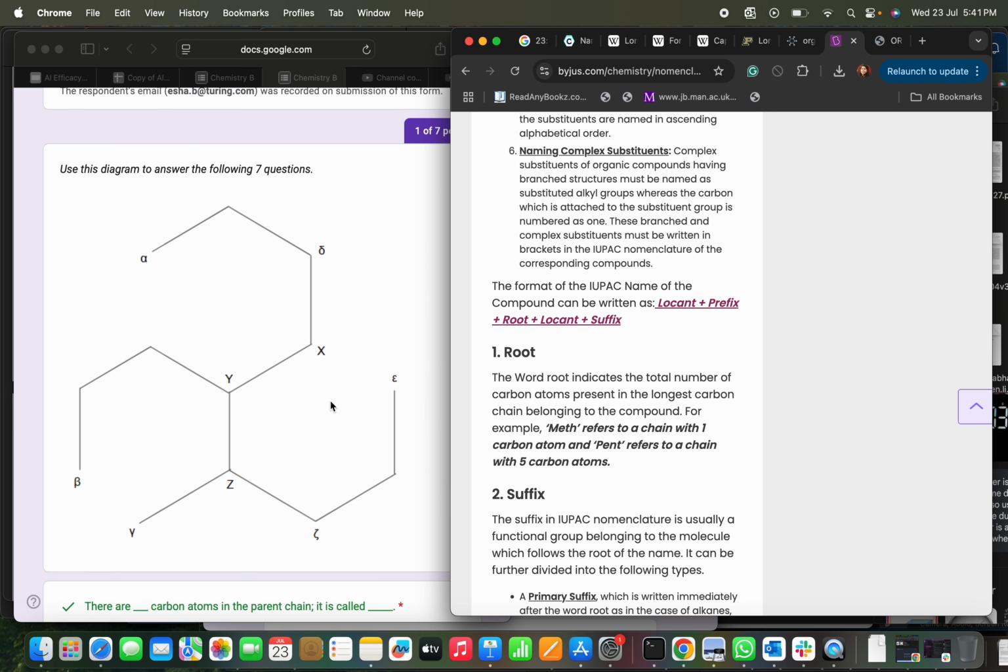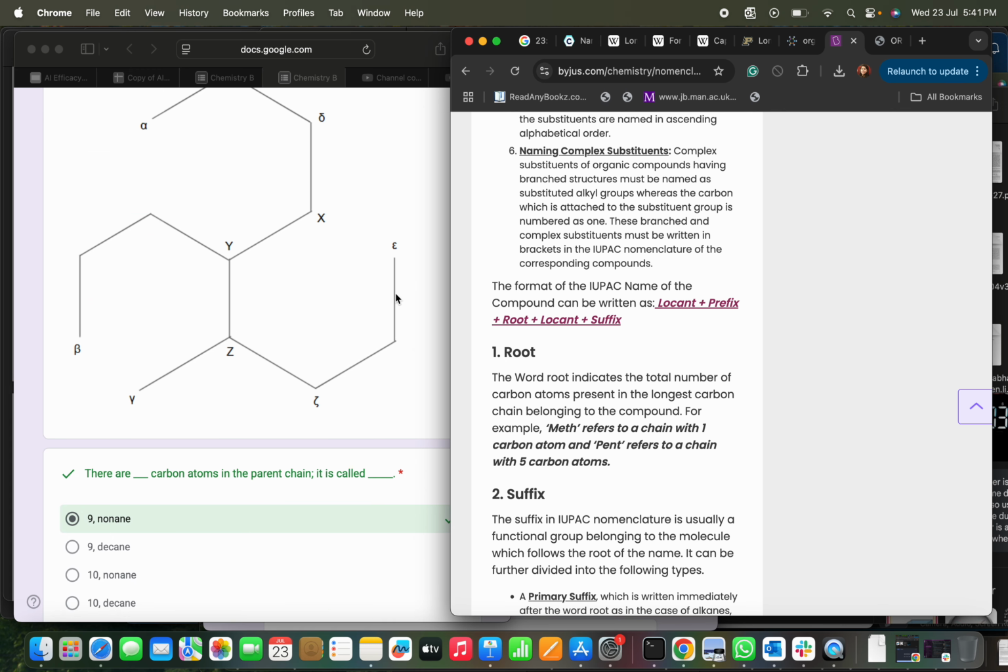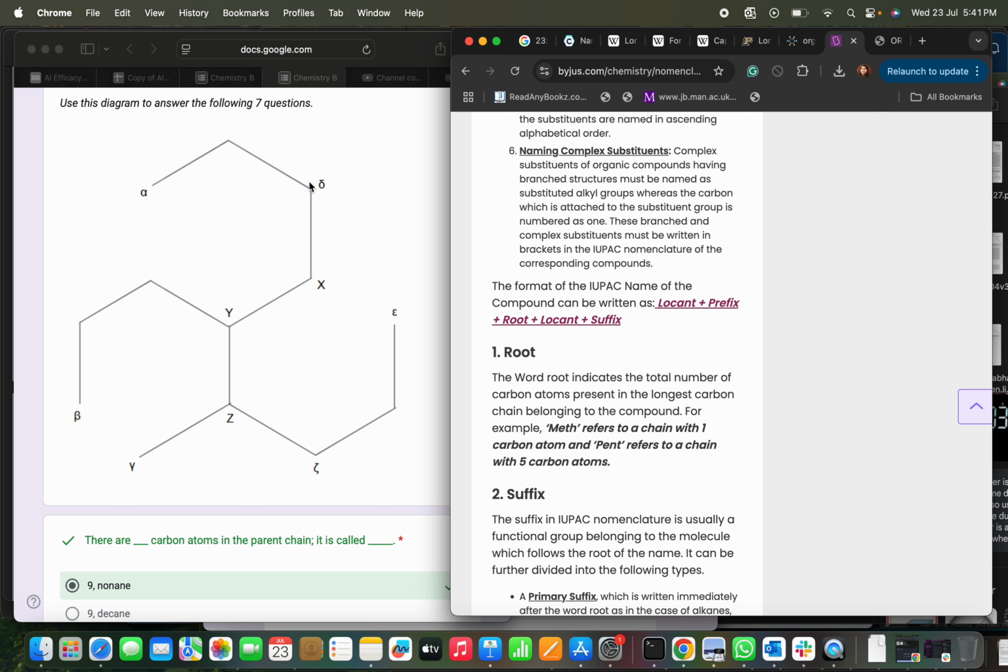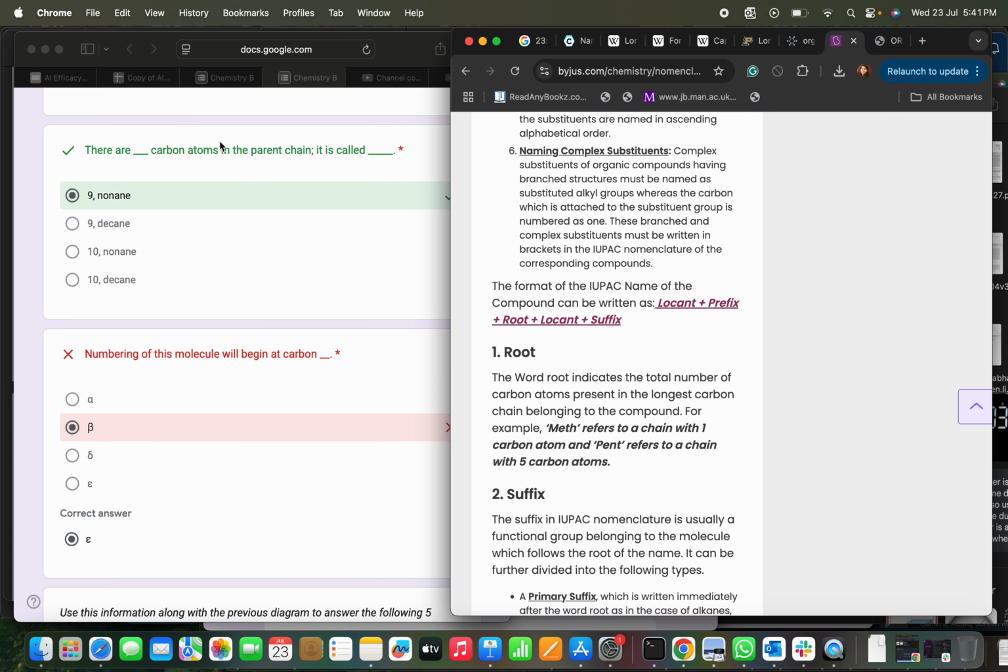Okay. So they're saying that the right way to start is epsilon 2 3 4, 1 2 3 4 5 6 7 8 9. So this seems like the longest chain here. Oh, okay. 1 2 3 4 5 6 7 8 9. Alright, so this is the longest chain.